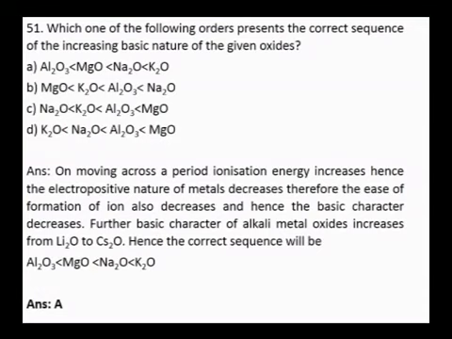That means to say, the aluminum oxide definitely will be least basic, and then the alkali metal oxides, the basic character of alkali metal oxides increases from lithium to cesium, and obviously aluminum oxide is least basic, and then comes alkaline earth metal oxide, that is MgO, and then comes Na2O, and then K2O. The correct option is option A.